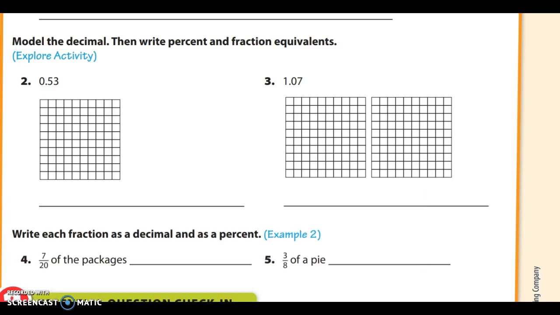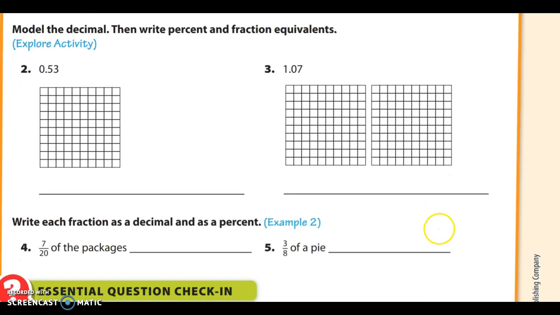Numbers 2 and 3, actually I'm going to squeeze up and we're going to do now 2 through 5 here. Numbers 2 and 3 say model the decimal, then write percent and fraction equivalent. So it says 0.53, and I want you to notice it's 0.53 in the hundredths. So I'm going to shade in 53 out of the 100. So I'm just going to count. I'm going to make it a little smaller. 10, 20, 30, 40, 50, 1, 2, 3.